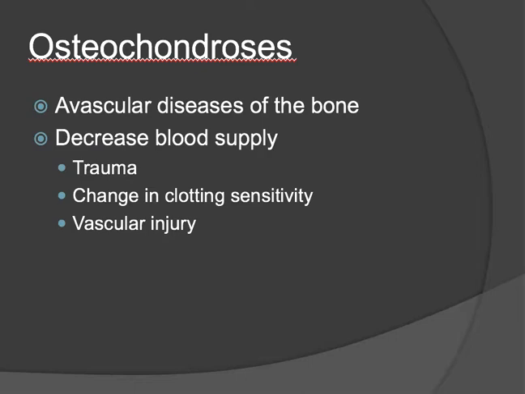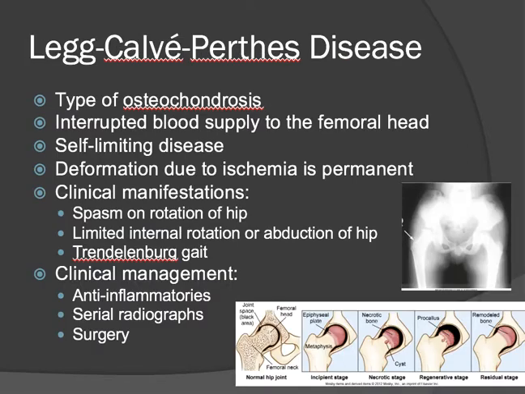Osteochondroses are what we call avascular diseases of the bone. Anything that decreases blood supply to the bone. The most common thing you're going to see is trauma. Any kind of trauma that decreases the blood supply to the bone.